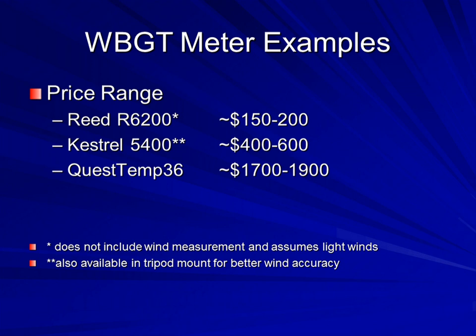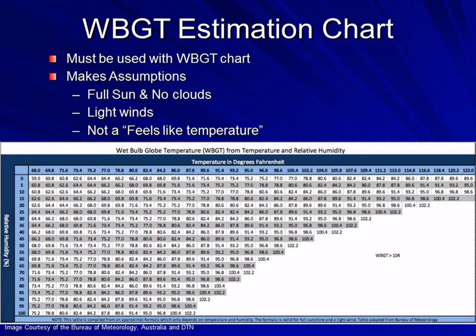Some meters include more features than others. I recommend meters that include wind measurements since the wet bulb globe temperature can be affected by wind speed and direction changes. If a wet bulb globe temperature meter cannot be obtained, an estimation of the wet bulb globe temperature can be calculated by using this chart.